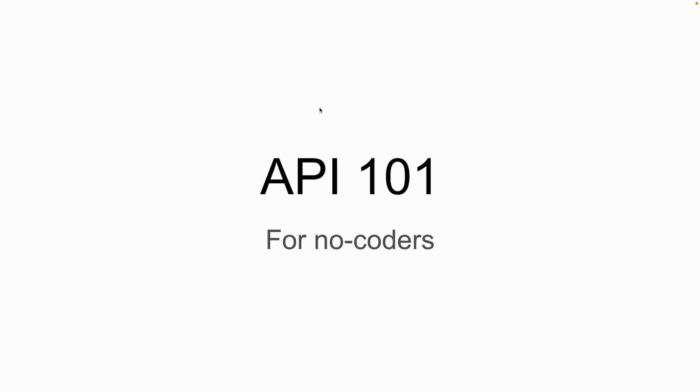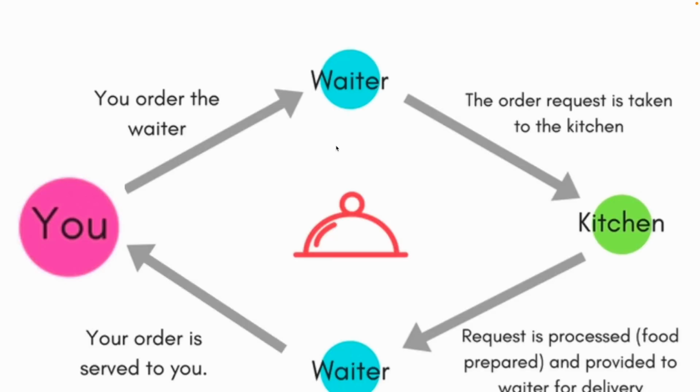Specifically designed for no-coders like you and me. Now, first up, what is an API? An API can be thought of or explained better through this restaurant analogy, right?